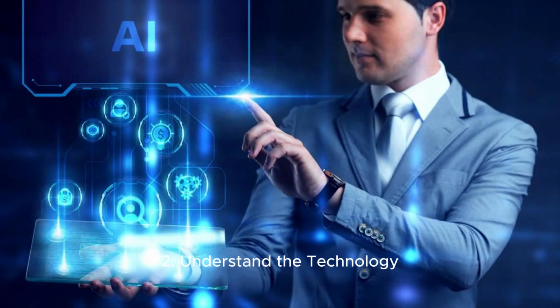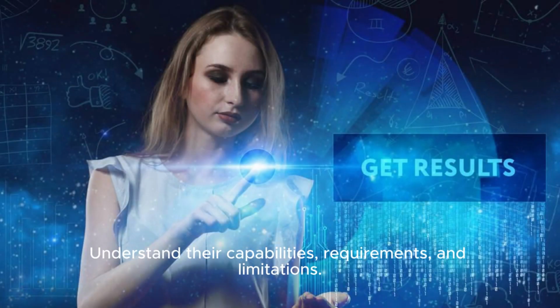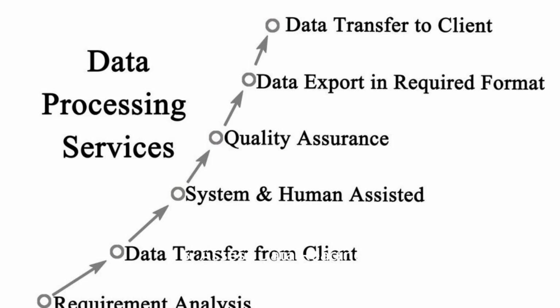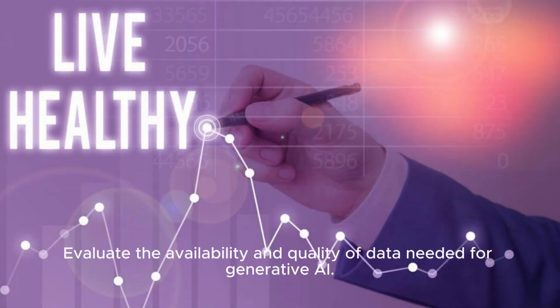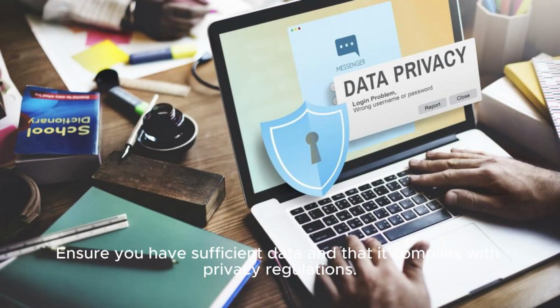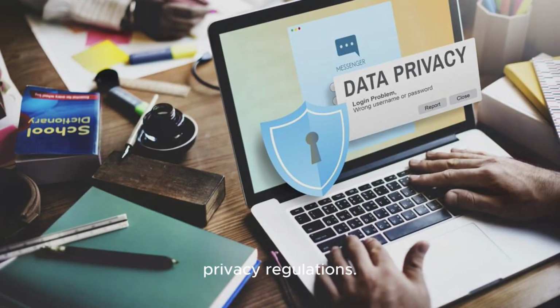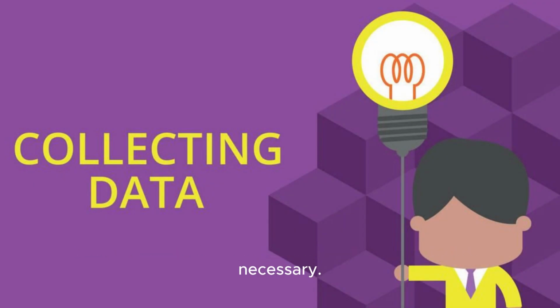Ensure these objectives align with overall business strategies. 2. Understand the technology. Gain a solid understanding of generative AI technologies, such as generative adversarial networks, VAEs (variational autoencoders), and transformer models. Understand their capabilities, requirements, and limitations. 3. Assess data readiness. Evaluate the availability and quality of data needed for generative AI. Ensure you have sufficient data and that it complies with privacy regulations. Plan for data collection, cleaning, and preparation if necessary.